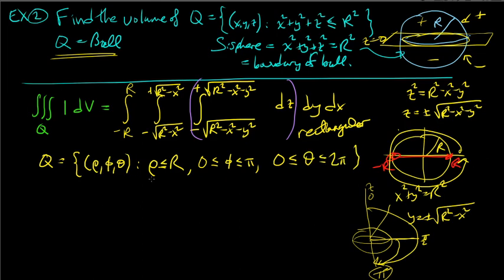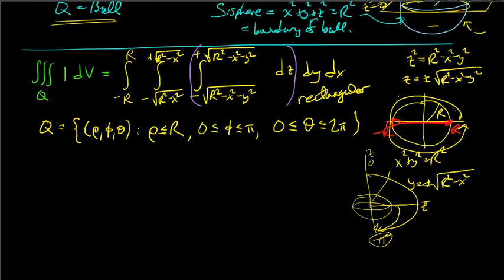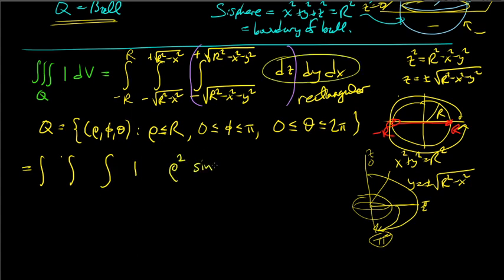Okay, so that's the region Q. That's the ball of radius r in spherical coordinates. So now to do the triple integral, you'll see that you just have to change, you're integrating one, and then you change dz dy dx to rho squared sine phi d rho d phi d theta in that order.